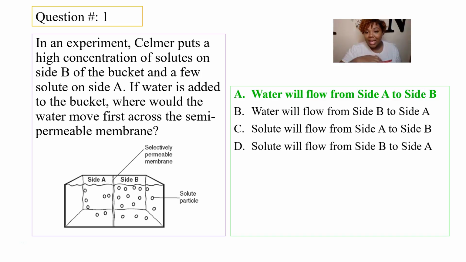Okay, the answer to this is A. Water will flow from side A to side B. And the reason is water moves to the highest solute. So I look and say, well, where's the most solute? It's on side B. There's a whole bunch here, a few here. So what is water going to do? It's going to move on the side where there's more solute in that side B, which makes the answer A.